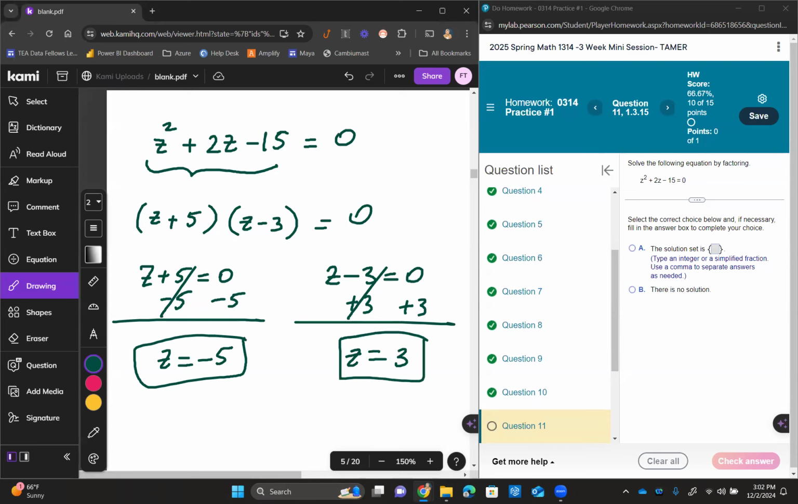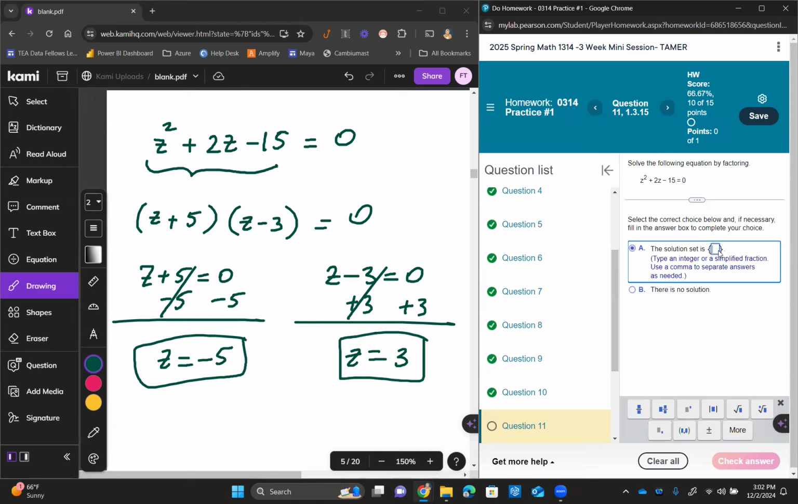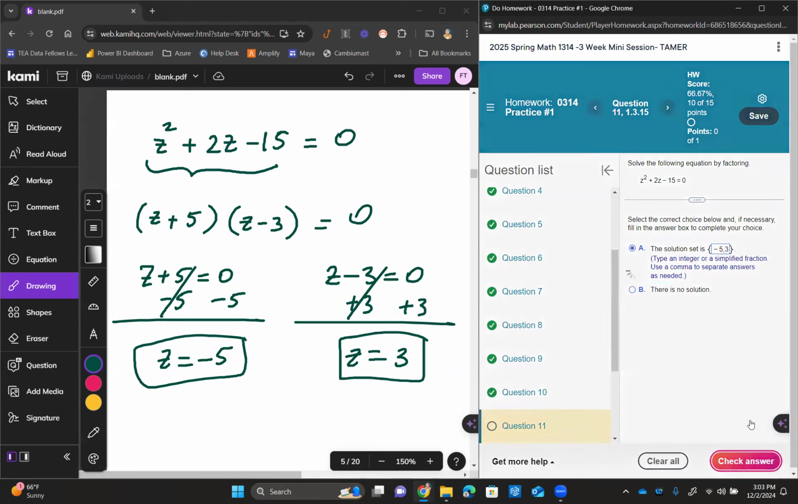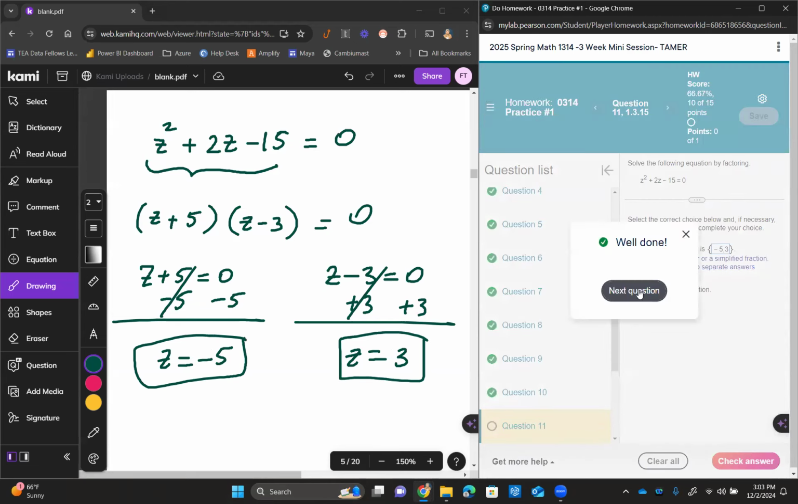So this question here is going to have two solutions, like many quadratic equations. There are some that have no solution. There are some quadratic equations that have only one solution. But most quadratic equations will have two solutions.